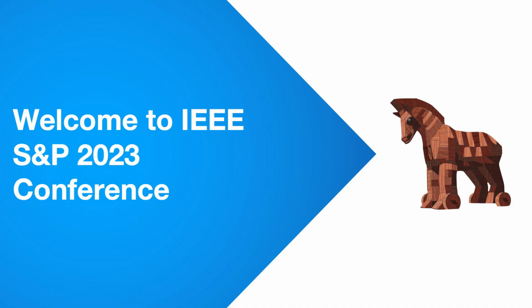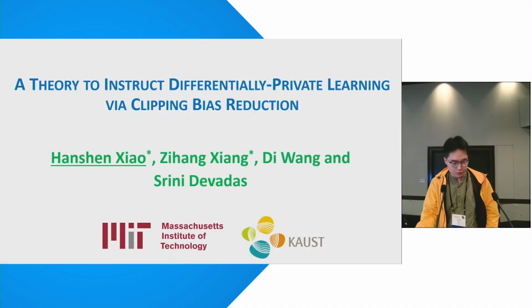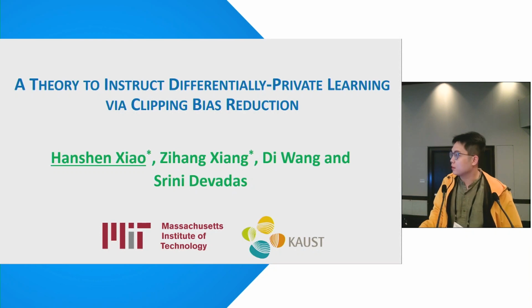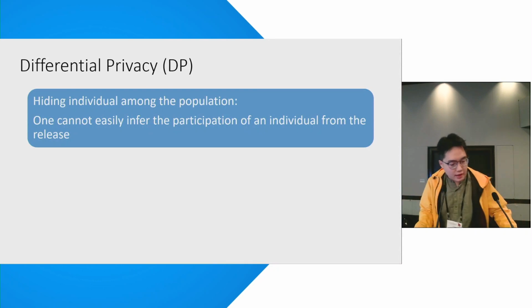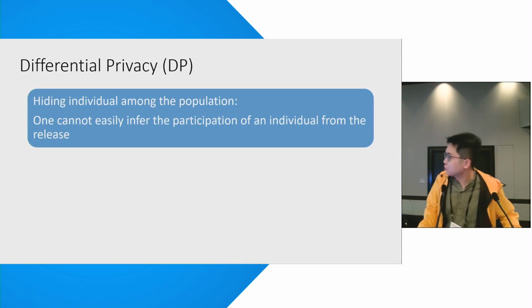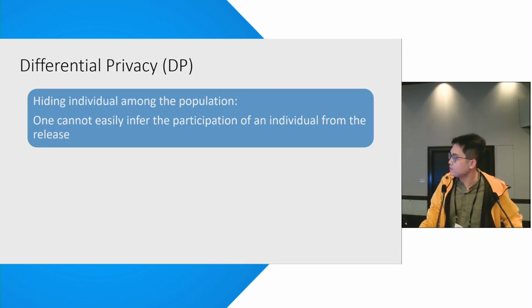Hello, everyone. Today I'm excited to present our recent works on Instruct systematic improvement over DPSGD. So differential privacy is actually a very semantic and intuitive privacy guarantee.